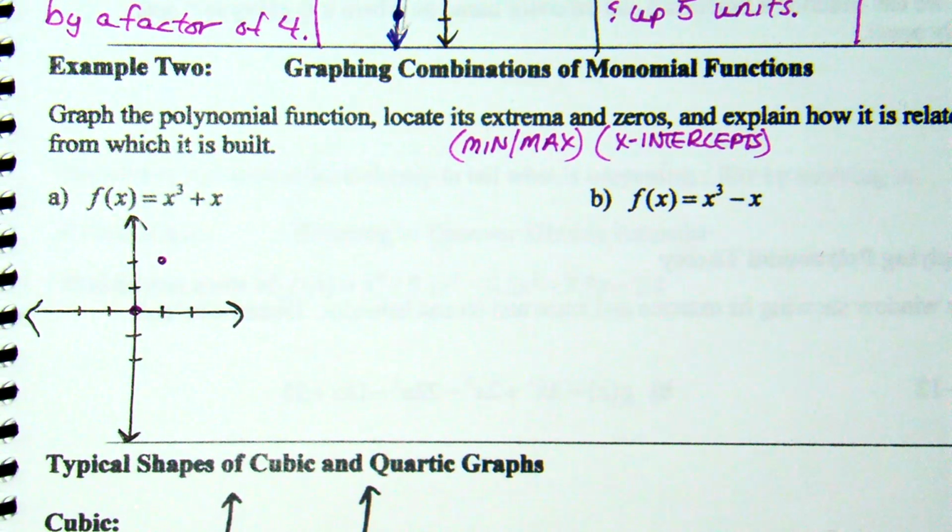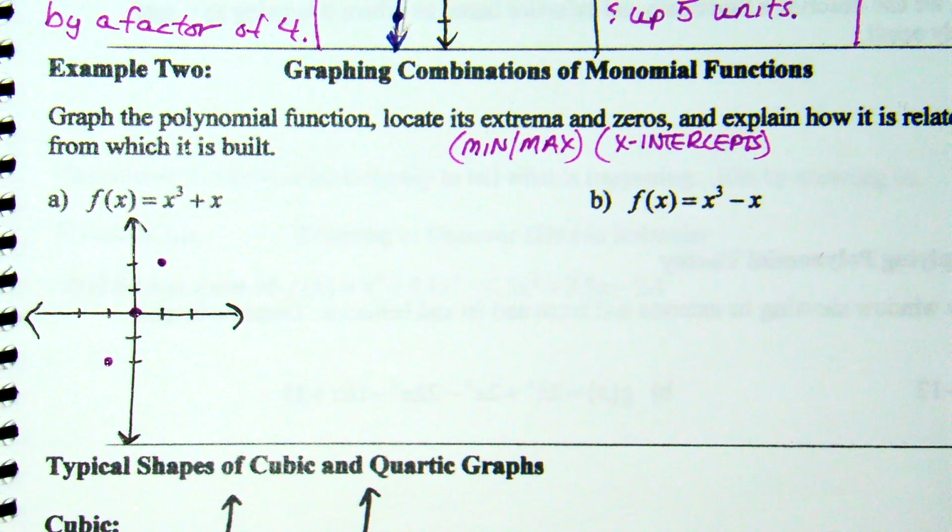Negative 1 to the third is negative 1 plus negative 1? Negative 2. So we'd go negative 1, negative 2. Now, realize, I get it, it looks like a straight line.